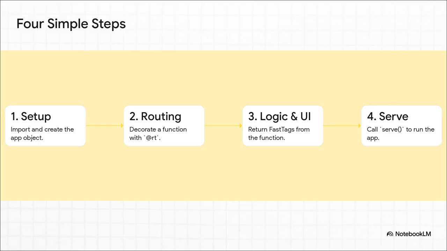First, you set up the app object. Then you tell it what URL to listen for using a simple decorator. Third, you write a function that just returns your UI using those fast tags. And finally, you tell it to run. That's really it. Let's see what that looks like in code.